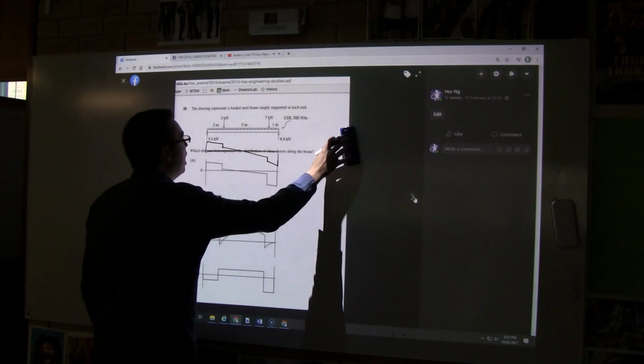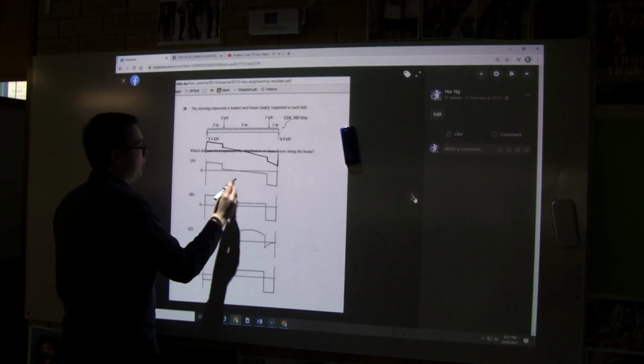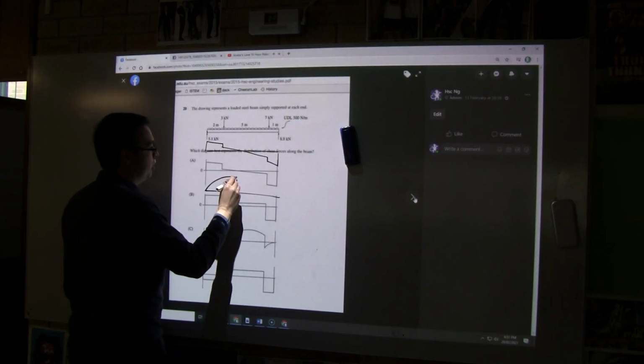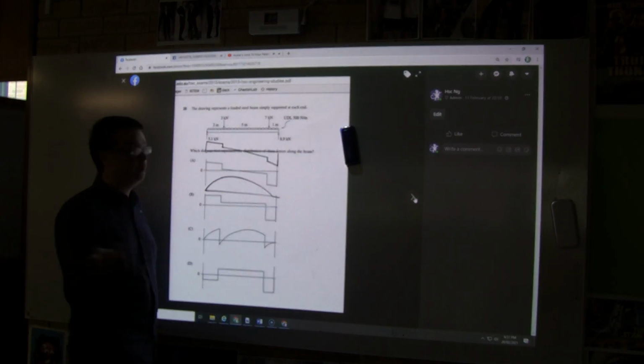Excellent. If we had to draw the bending moment diagram, it would be above the line and curvy, and then a little bit, so it probably looks something like that.